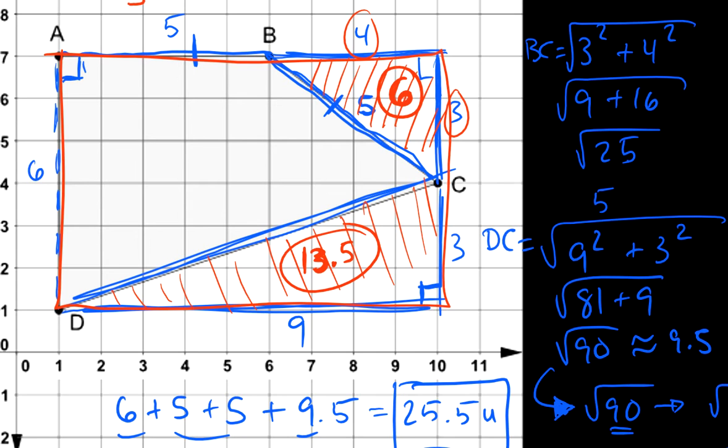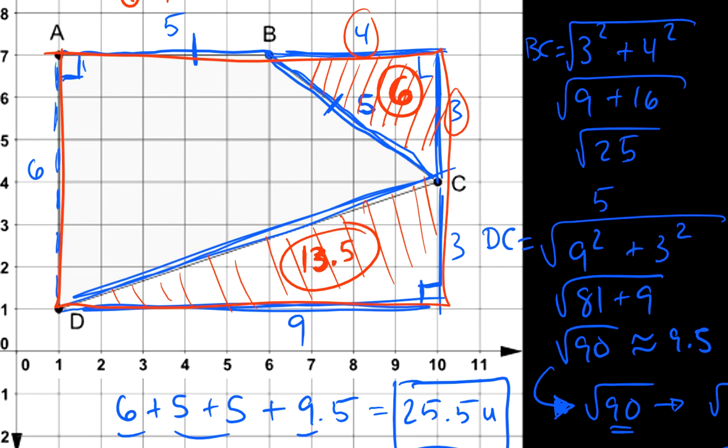So in order to find the area of this whole thing, I'm going to take the area of the entire rectangle, which is 6 times 9, which is 54. And from that, I'm going to subtract 13.5, and I'm going to subtract 6. So 54 minus 13.5 minus 6, I get 34.5. So the area of this is 34.5, and these are square units.